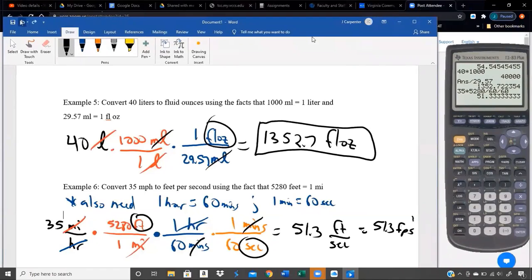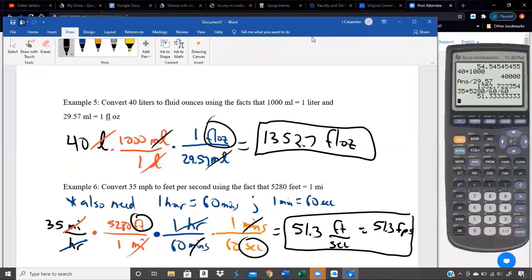But both of those are accurate answers. Again, F for feet here, not frames. Not talking about a refresh rate on a piece of technology. So 35 miles an hour is 51.3 feet per second. Now here's something cool you can do.